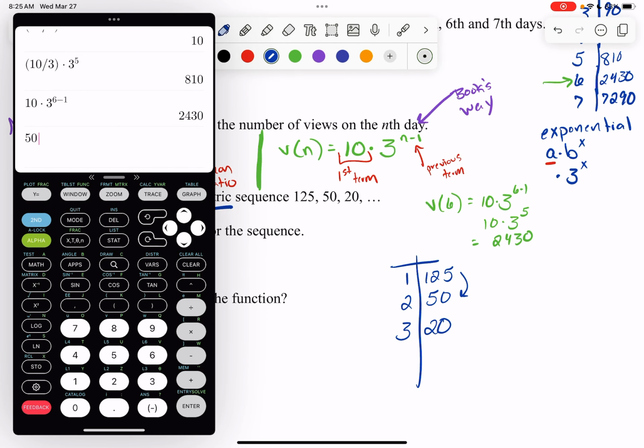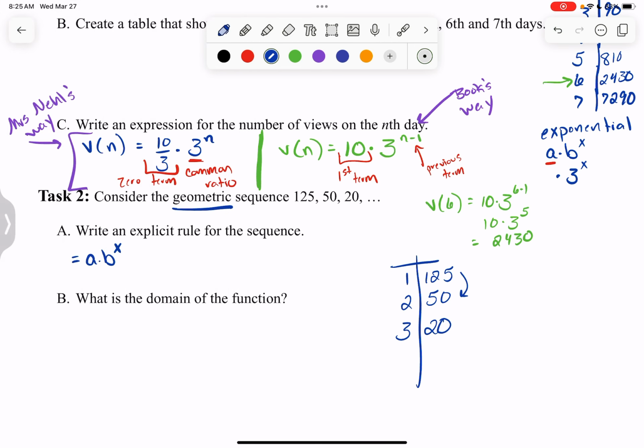So I need to take 50 divided by 125. We get 0.4. 20 divided by 50, 0.4. So it looks like that common ratio is 0.4, which is 4/10, which is 2/5. So my common ratio is 2/5. So there's my common ratio. Okay, so that's my b, 2/5. So I have 2/5 to the x.